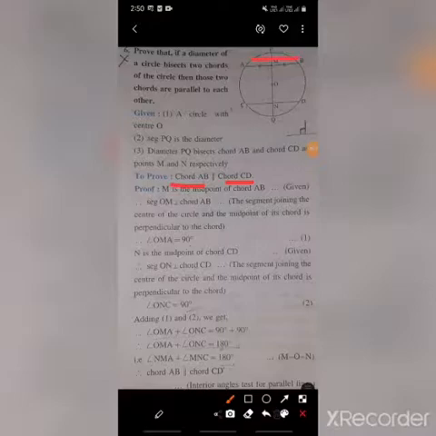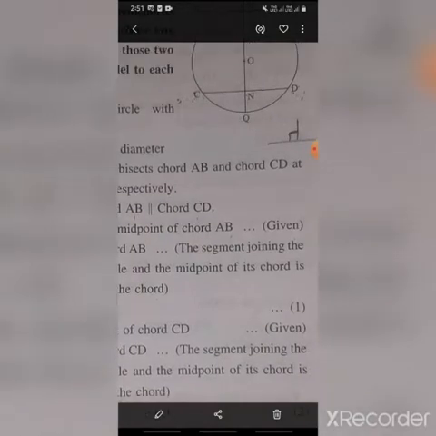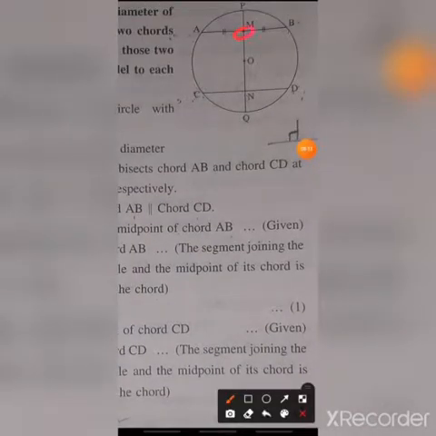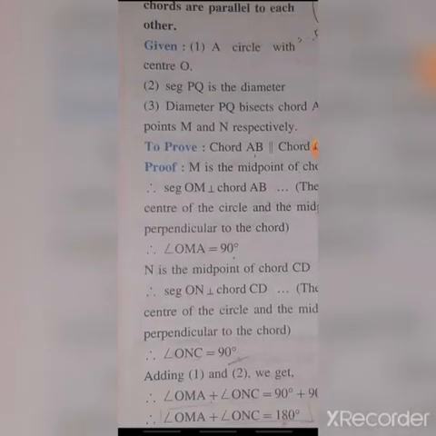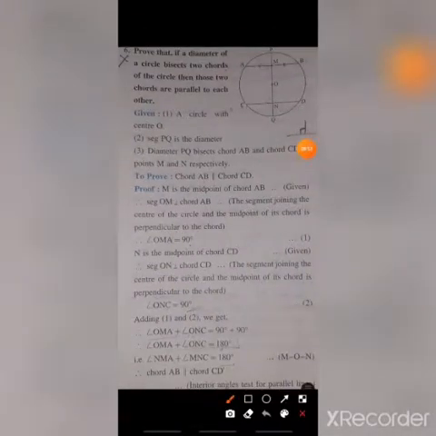What we have to prove? AB is parallel to CD. So here, proving: M is the midpoint of chord AB. Here you can clearly see M is the midpoint of AB, so OM is perpendicular to AB, because this one is a perpendicular sign. Similarly, N is the midpoint of CD, so ON is perpendicular to CD. So M is the midpoint of AB, so OM is perpendicular to AB.